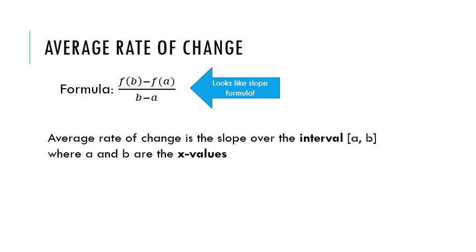Notice it wouldn't matter which way you did that. You could also do f of a minus f of b, as long as your bottom changed the order as well and you had a minus b. And a and b are just two x values for the function, the interval that we're finding the slope over. If that looks familiar, maybe it reminds you of y2 minus y1 over x2 minus x1, which might be how you would have seen it more in Algebra 1.